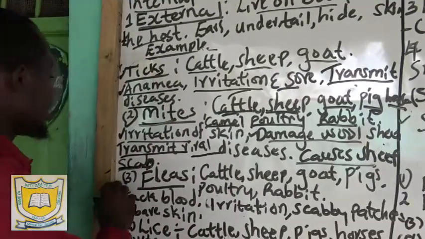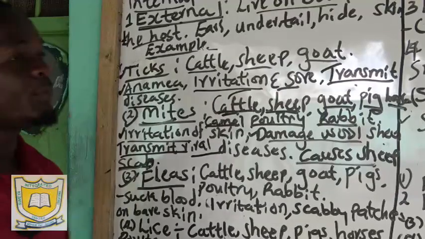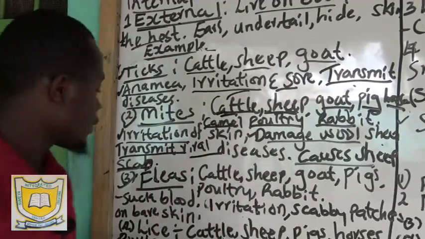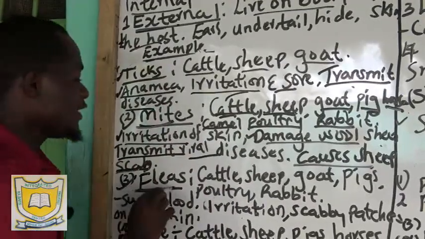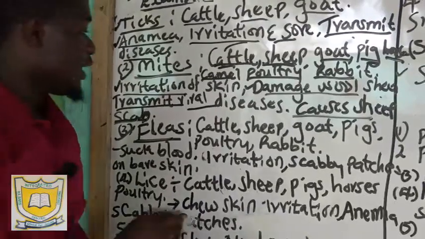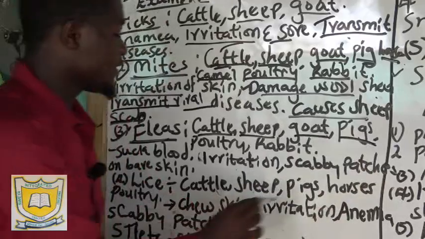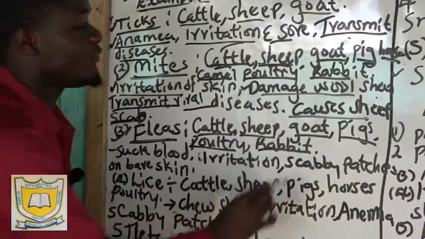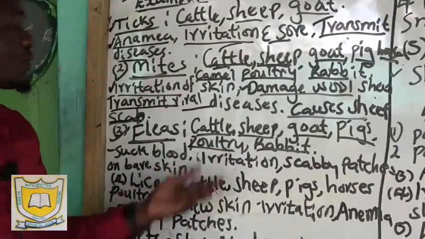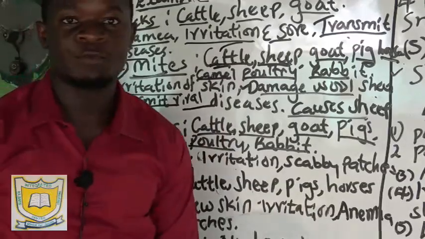Now, the third example of external parasite is what we call the fleas. The fleas have the following hosts. Number one, we have cattle, we have sheep, we have goats, we have pigs, we have poultry, and also we have what we call rabbits. And generally, when we talk about poultry, we give out examples of poultry.